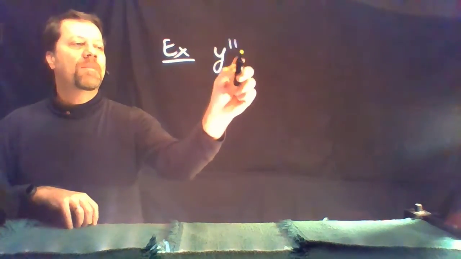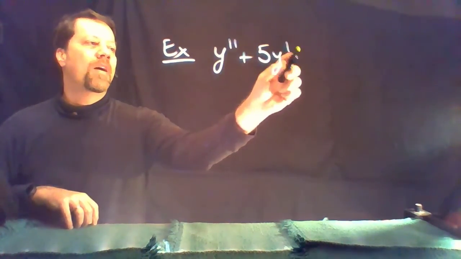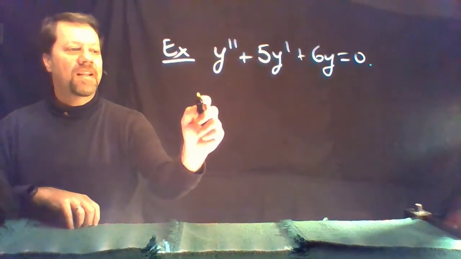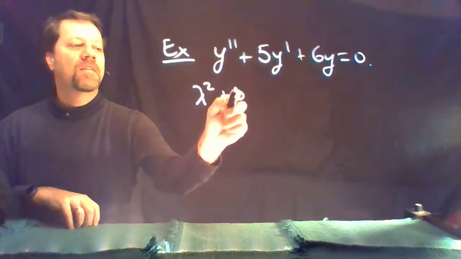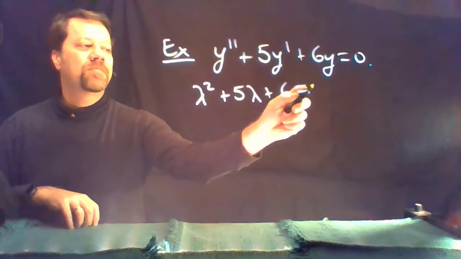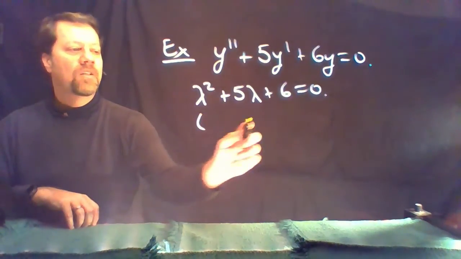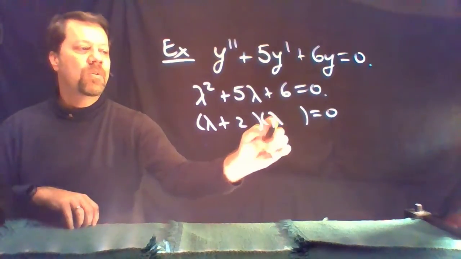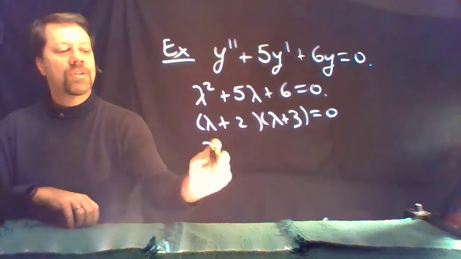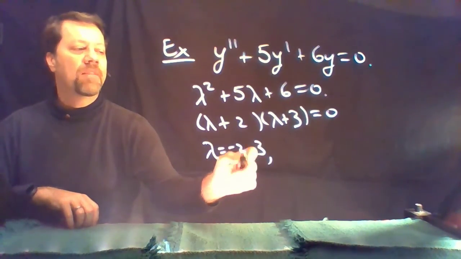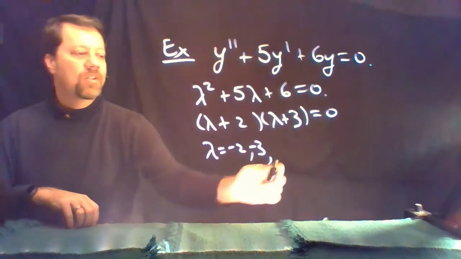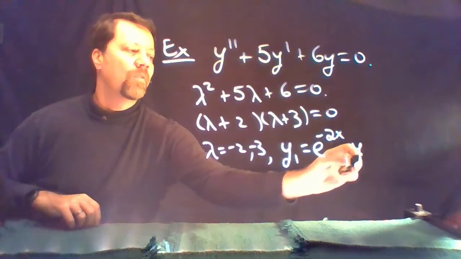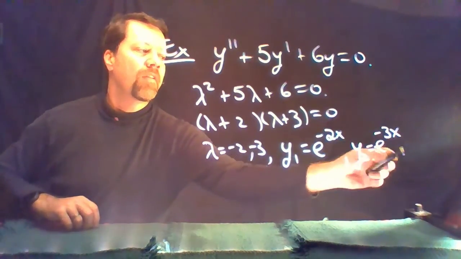Let's look at y double prime plus 5y prime plus 6y equals 0. The characteristic equation is lambda squared plus 5 lambda plus 6 equals 0. We can solve this by factoring: lambda plus 2, lambda plus 3. The solutions are minus 2 and minus 3. This gives us two solutions. y1 is e to the minus 2x, and y2 is e to the minus 3x.